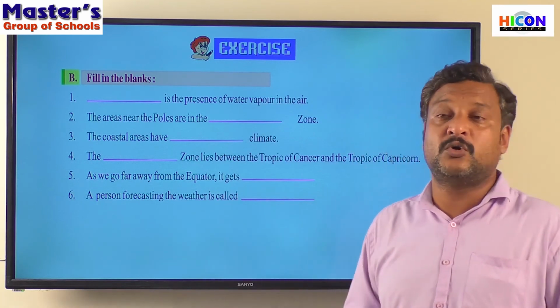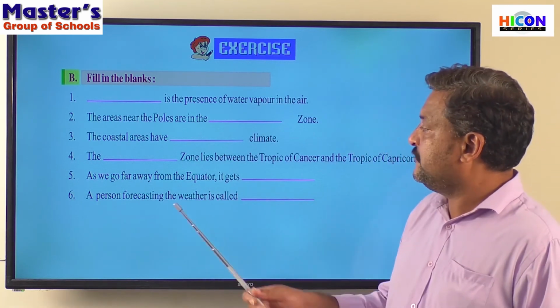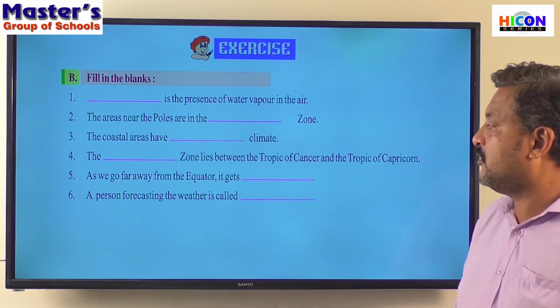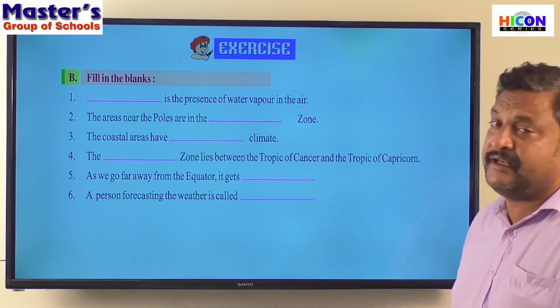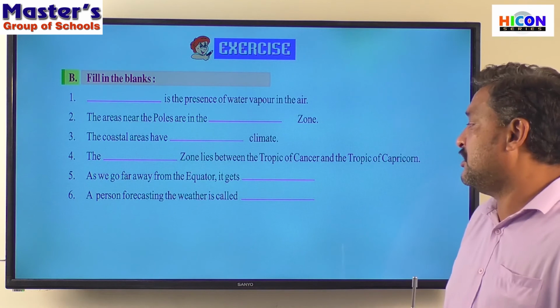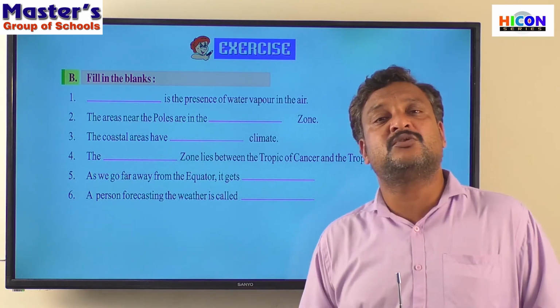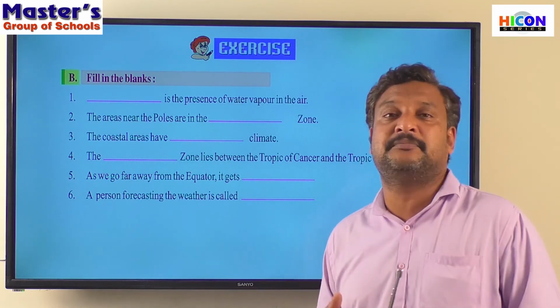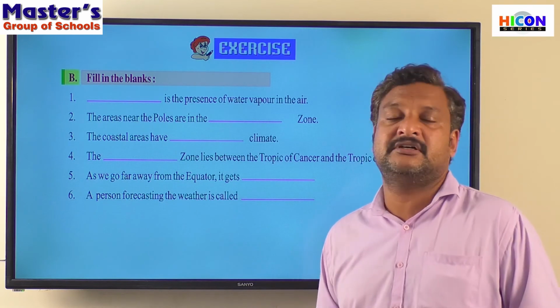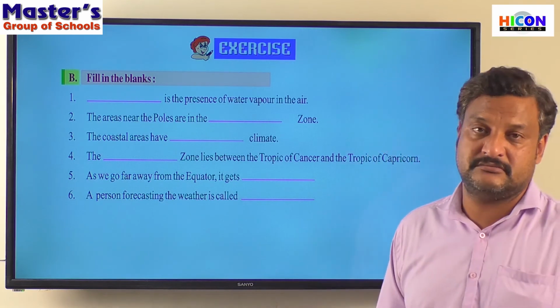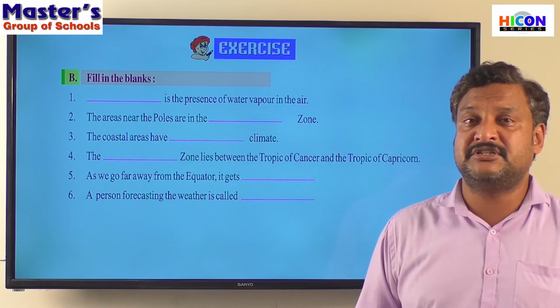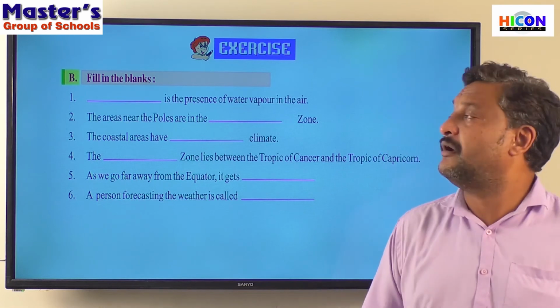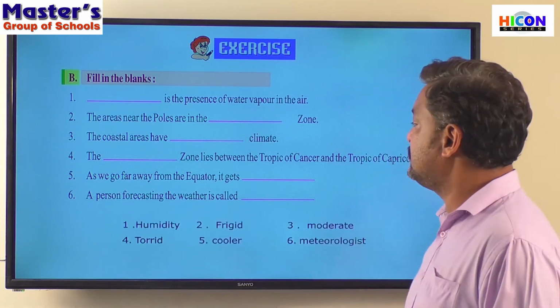So torrid, temperate, frigid. So as we move away from the equator, either in the north or in the south, it becomes cooler. Then, a person forecasting the weather is called a meteorologist. So, who is the person who studies the weather conditions and predicts how the weather during a particular day is? So, he is known as a meteorologist, right?